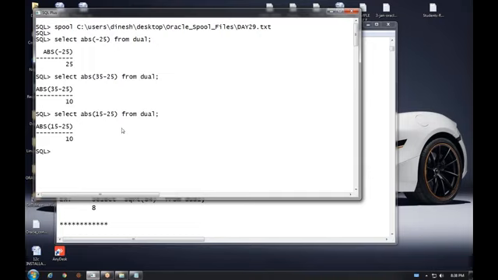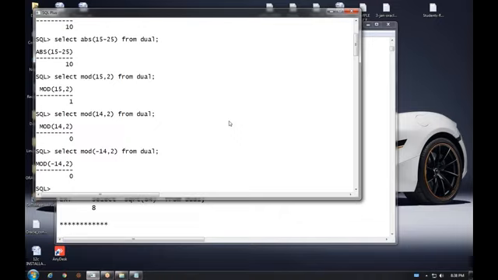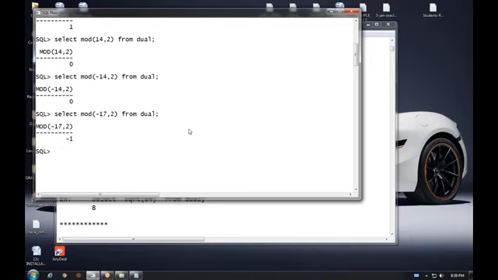Next function. MOD. Select MOD of 15, 2 from Julian. The remainder is 1. In case it is 14 by 2, the remainder is 0. If it is minus 14 by 2, then your result is 0. If it is minus 17 by 2, then your result is minus 1. So if it is a positive remainder, display positive. If it is a negative remainder, display negative.